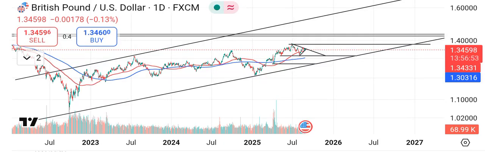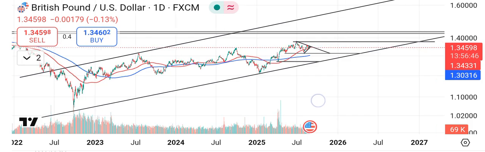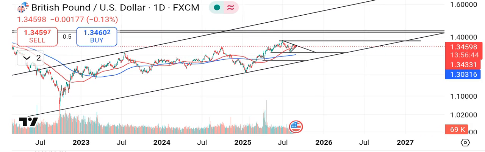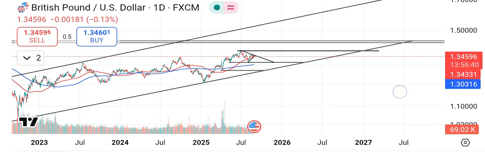Today we are looking at British pound US dollar, GBPUSD. We are looking at the daily time frame. As you can see here, the price is channeled in an uptrend. We are currently in an uptrend. So let's look at the current situation in the market.